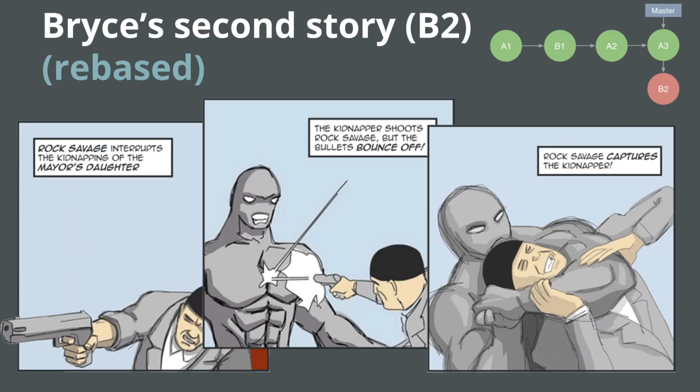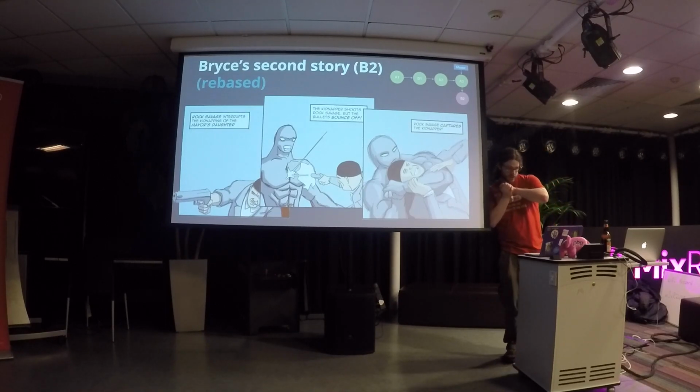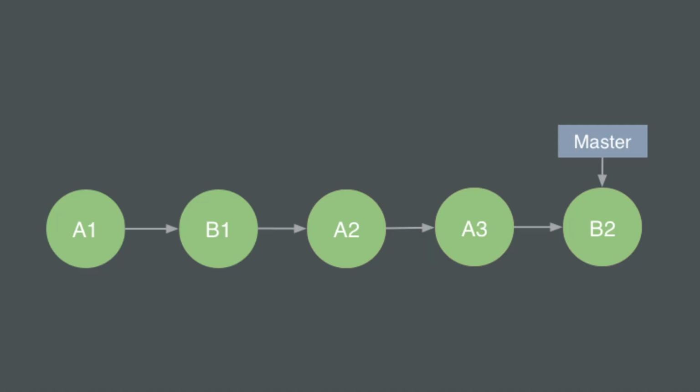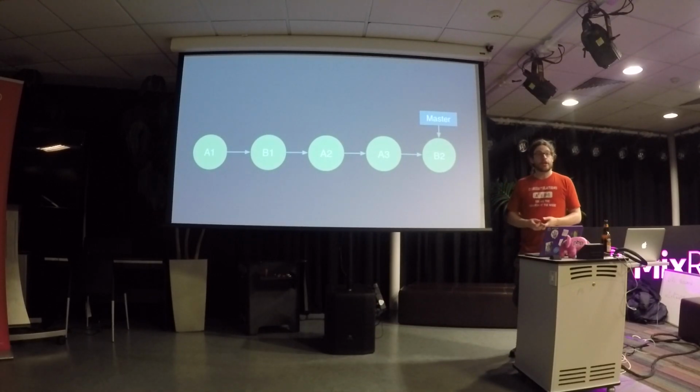So here's the rebased version. The only panel that's changed is the final one, which is another chokehold. I don't know. That's not too bad. I guess you could work that. So Rock Savage captures the kidnapper. And then Bryce sends Bryce's updated copy back to the publisher, i.e. updates the pull request, does a force push or whatever.